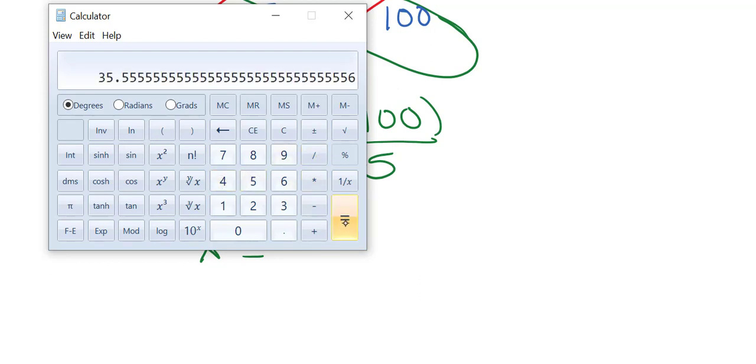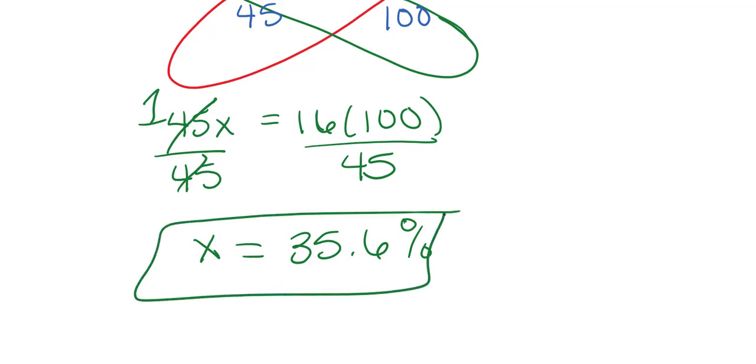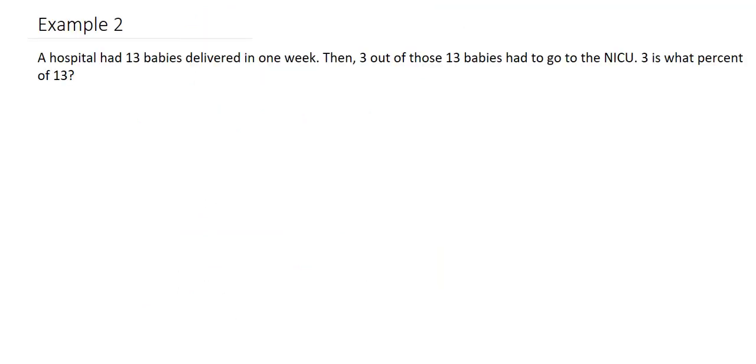And what do we get? We get 35.5, and it just continues on. So we'll just go 35.6, as we'll round to just the nearest tenth. And that would be our solution. So the NICU is only at like 35.6%. So let's go ahead and solve for the second example.